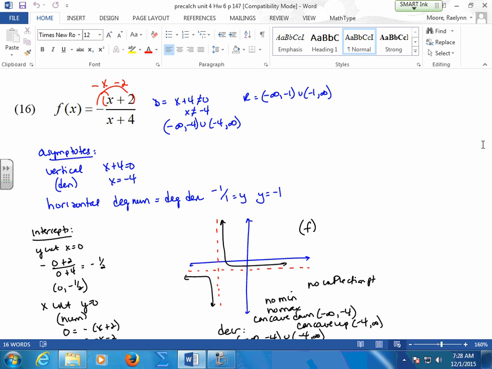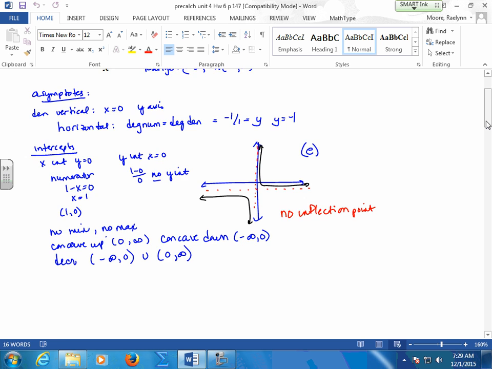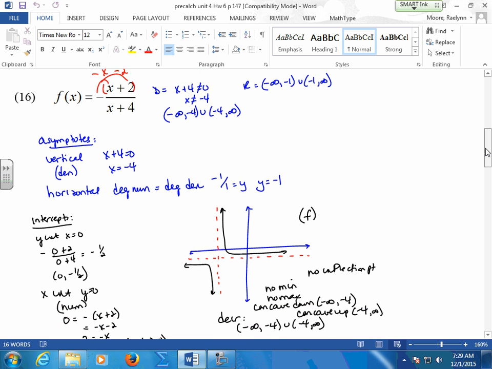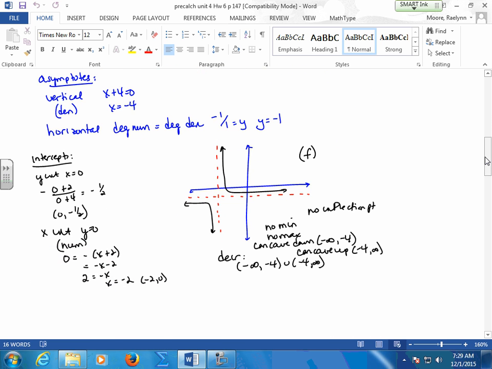So find your domain restriction like we always do. Your domain restriction leads you right into your vertical asymptotes, which is kind of nice. Once you distribute this, notice your horizontal, your highest exponent on your variable is a 1. Take your coefficients, make a ratio. Once you get your asymptotes, then you can sketch, and then work your intercepts.